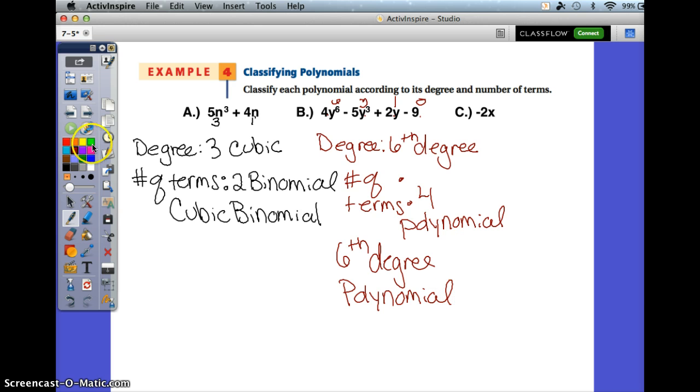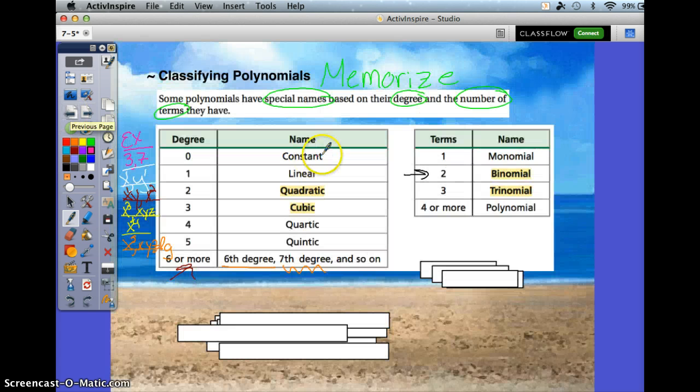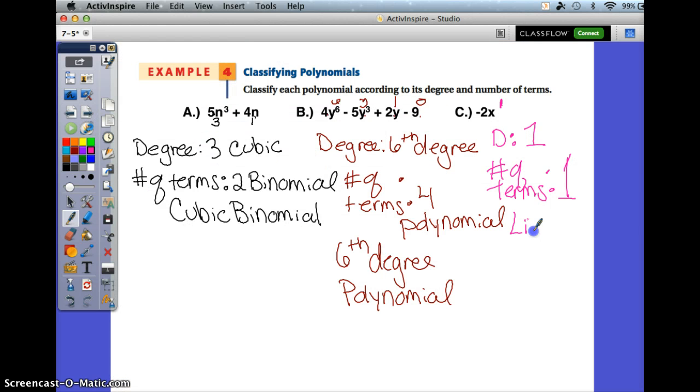And last but not least, letter C, this has a degree simply of 1. Its number of terms is also 1. So if I look back at the last chart, 1 degree is linear, 0 degree is constant. It is a linear monomial. So this would be a linear monomial.